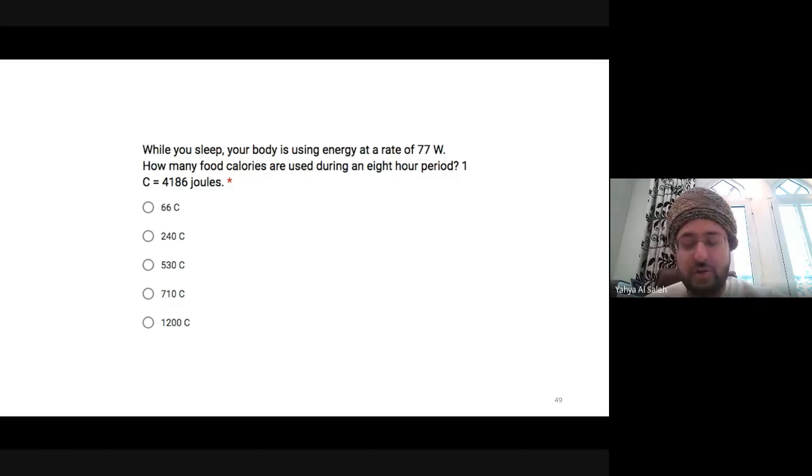While you sleep, your body is using energy at a rate of 77 watts.